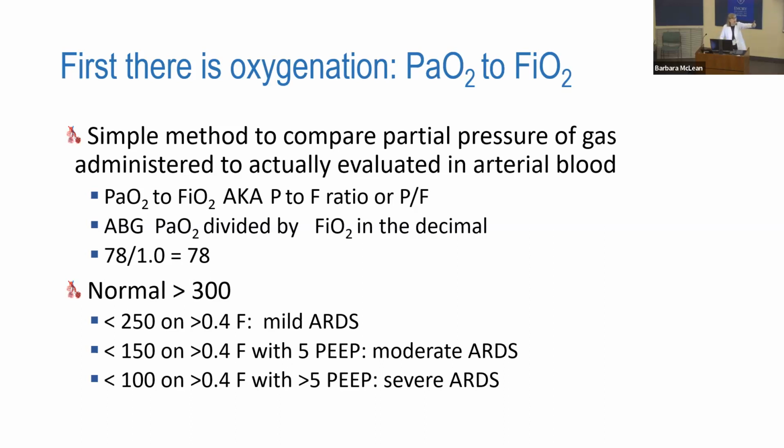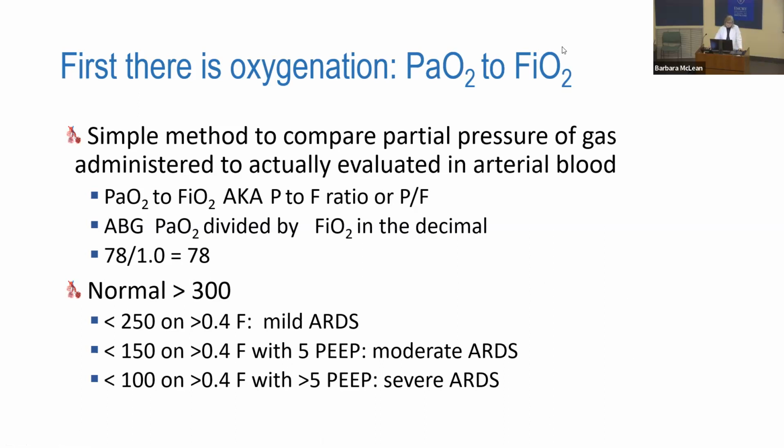As soon as we intubate patients, we have them on 100% FiO2, we do the first blood gas and immediately titrate the oxygen down because they have good gas exchange, right? So that's really important. P to F is just a simple method to say, did the gas I give the patient get into the blood? So we always want it greater than 300, but now we talk about it as less than 250, less than 150, less than 100, and with PEEP on board.